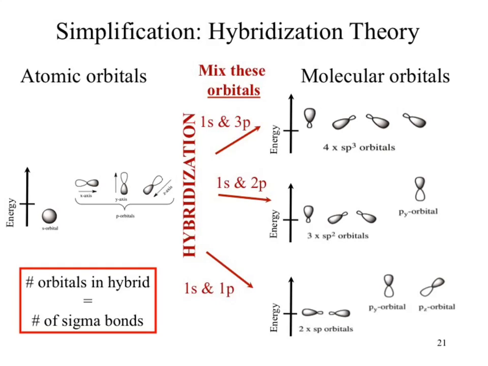With the leftover p orbitals, does it always have to be the py, the pz, the px? All of that is just a frame of reference. Okay, it ultimately does not matter.